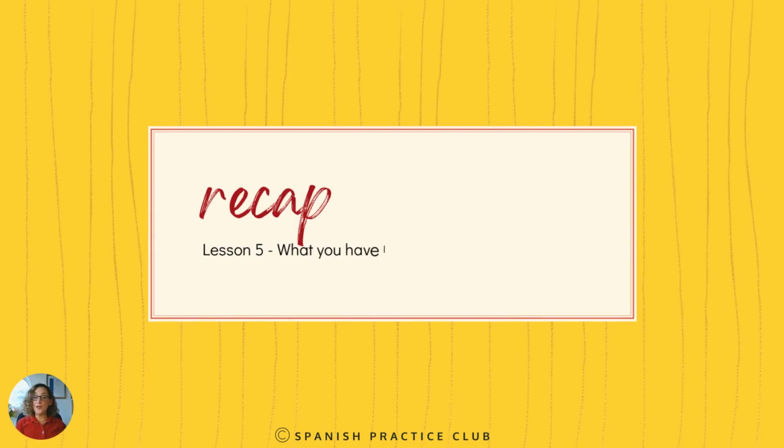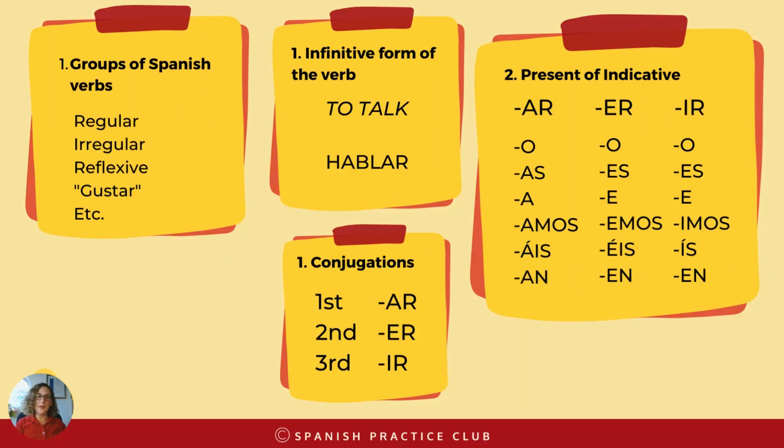Let's recap what you've learned in lesson number 5 of your Supercharge Your Spanish Conversations with Speaking Practice. You have learned that there are several groups of Spanish verbs, and that we've learned how to conjugate the regular verbs, which is the biggest group of verbs in Spanish, in the present of indicative. We've got other groups like the irregular verbs, reflexive verbs, and other verbs that conjugate in a very different way from what we've learned today.